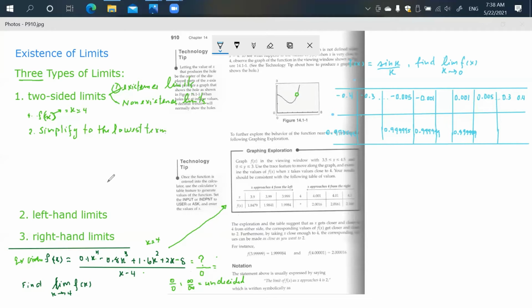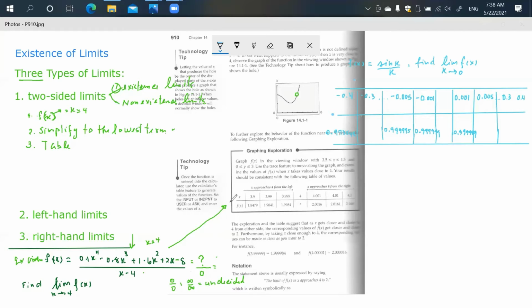Now we come back to this example f of x. This function is a rational function, correct? So we see, can we simplify it to the lowest term? We couldn't, so this is already in simple terms. Once you can't continue simplifying, we go to the third step: use a table.